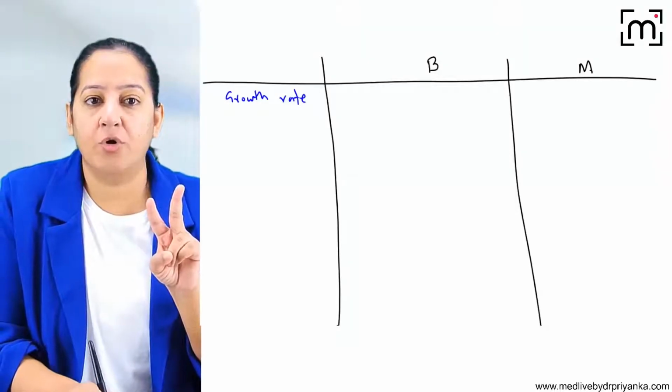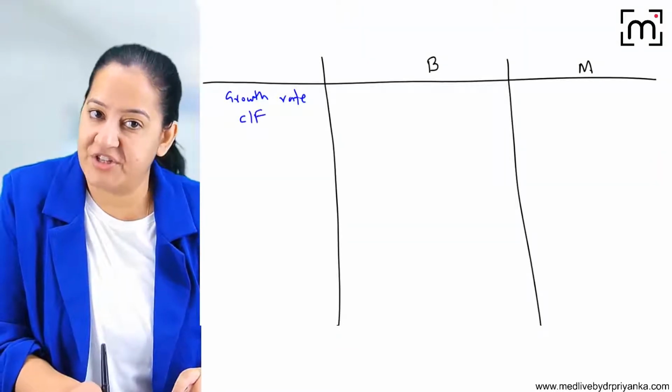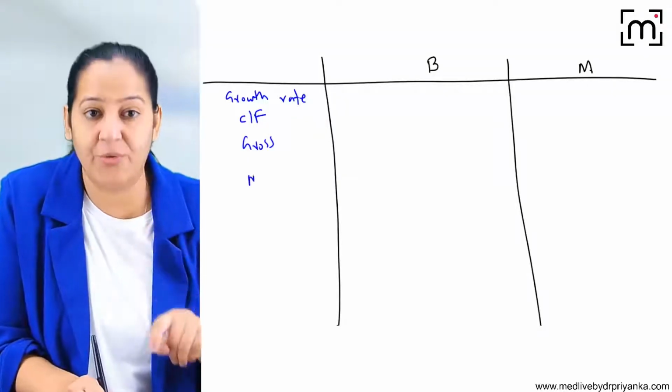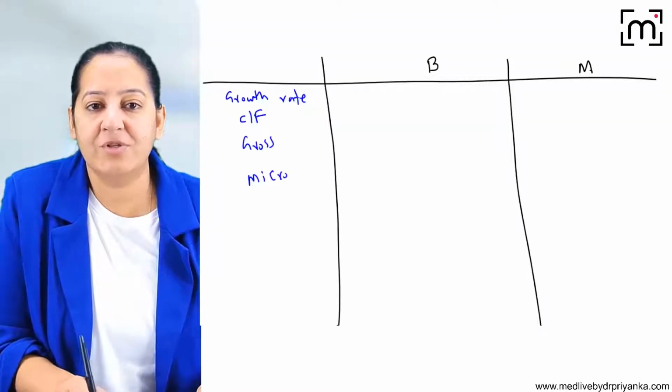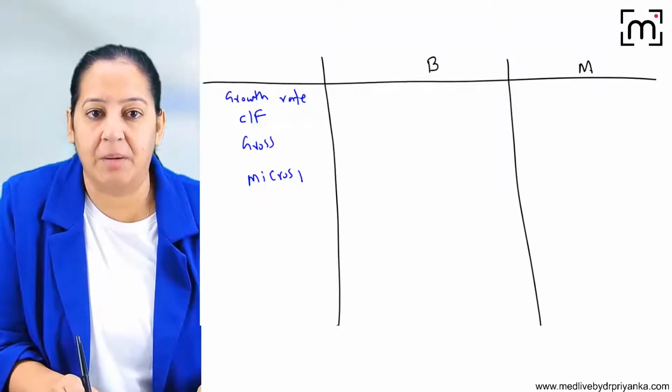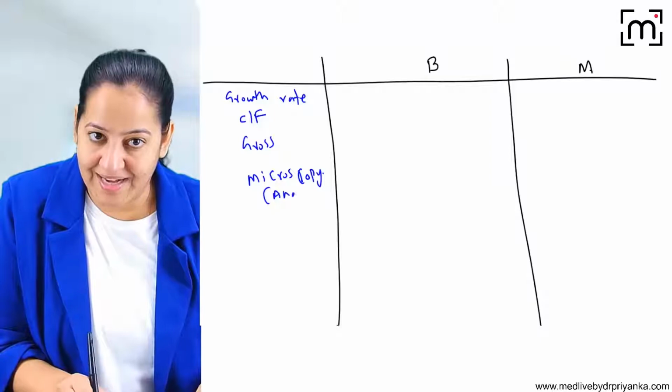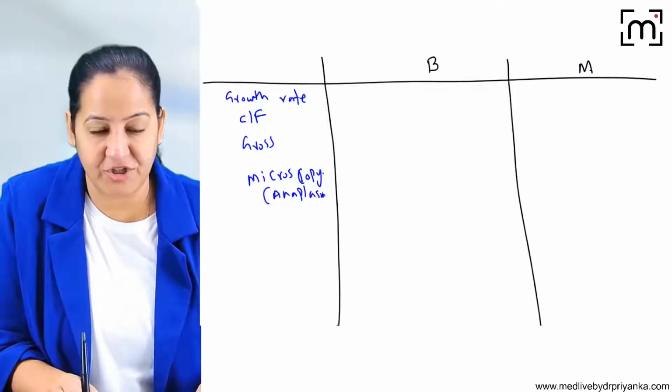The second I taught you based on the clinical features, to differentiate them. The third based on the gross. And the fourth one, which I'm teaching you right now, is the microscopy. Based on microscopy, that is anaplasia. In the microscopy, it is known as anaplasia. Look for anaplasia.